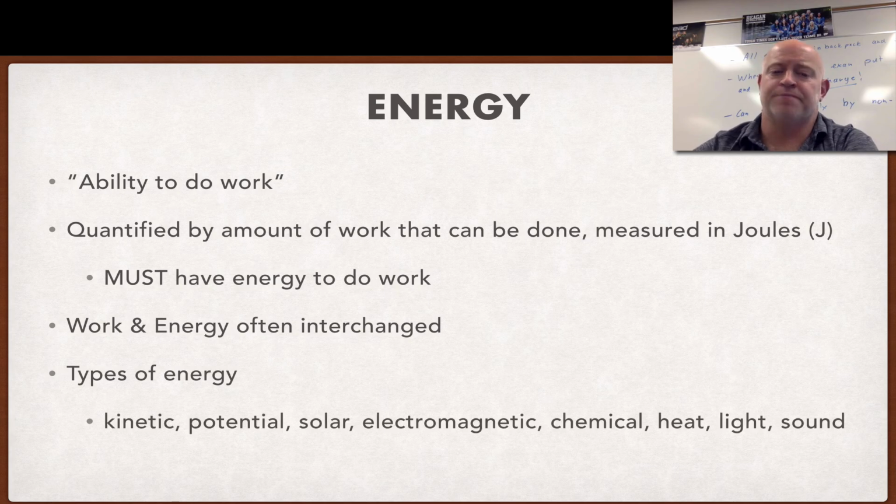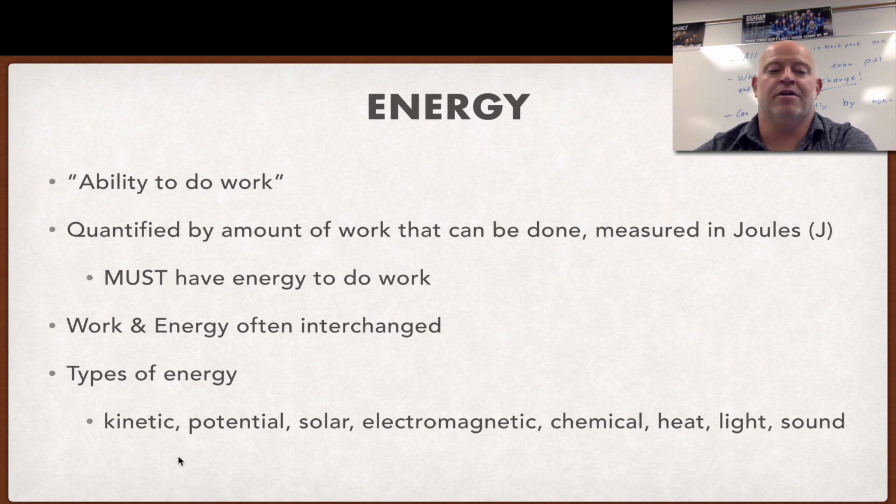Now, there are lots of types of energy. Energy is a little bit more abstract than mass, weight, or velocity that we've been talking about, because energy is not something that we can see normally, unless it's like light energy. But things that are considered energy in our world: we have kinetic energy, potential energy, solar energy, electromagnetic energy, chemical energy, heat energy, light energy, and sound energy. We will touch on all of these different types of energies as we go through this year and how they work.